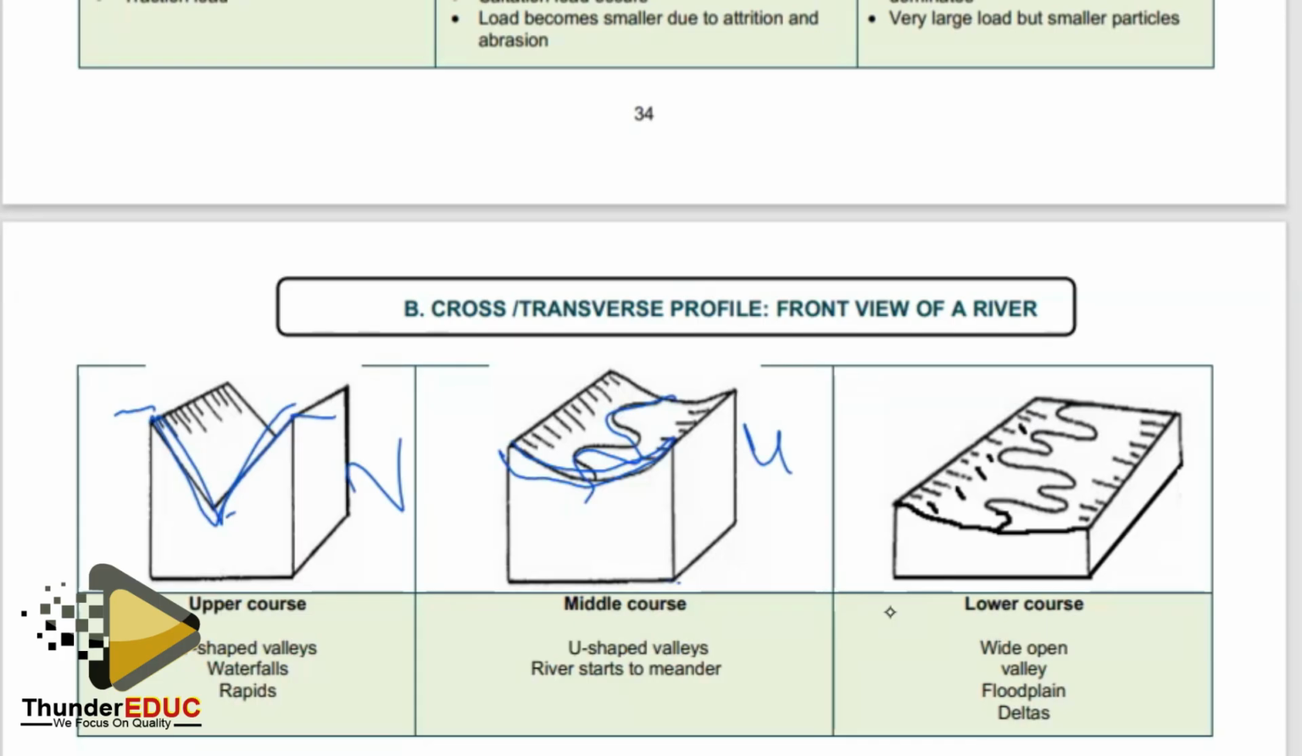Then in the lower course, the third part of the longitudinal profile, where the river is now feeding into the mouth, the river now is very wide open. You can see there. And that is where we also talk of the floodplains developing and also the typical landforms of deposition like the deltas forming as the rivers feed into the sea.